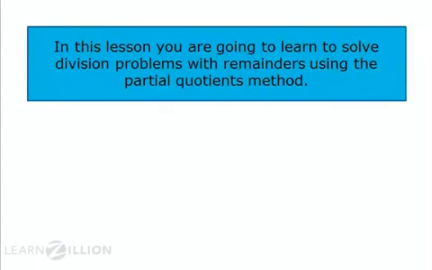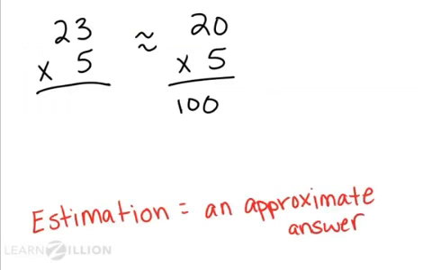Mathematicians, in this lesson, you're going to learn to solve division problems with remainders using the partial quotients method. You know that an estimate is a close guess or an approximate and not an exact answer. For example, if we have the problem 23 times 5, I can round the number 23 to 20 and say that 20 times 5 is 100. So 100 is a good estimation or approximate answer to the problem 23 times 5.